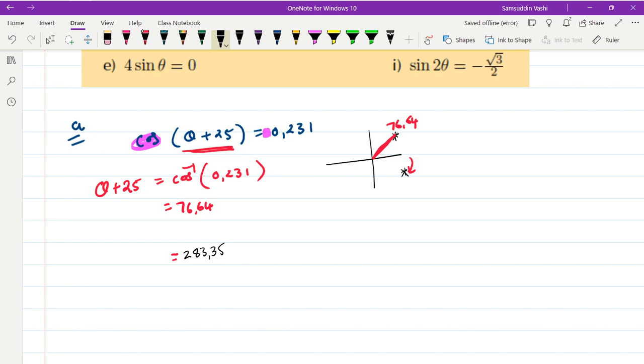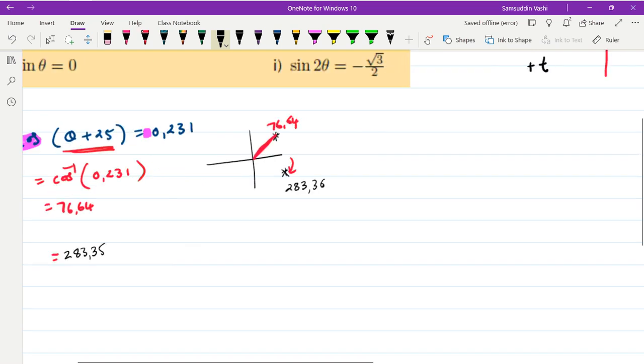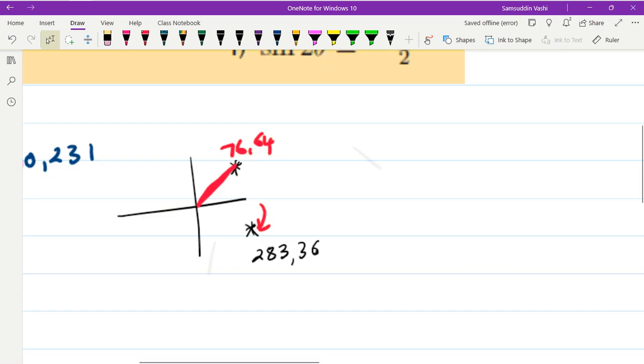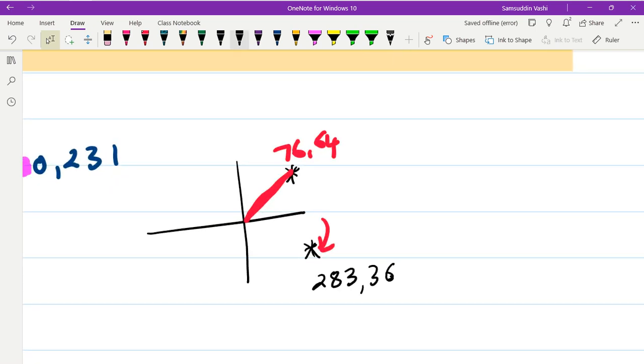283.36 or 35, it's fine. That last second decimal, it's okay. All right, so we got two solutions. And these are my answers between 0, 90, 180, 270, and 360. So between 0 and 360, I'm having two answers, right?